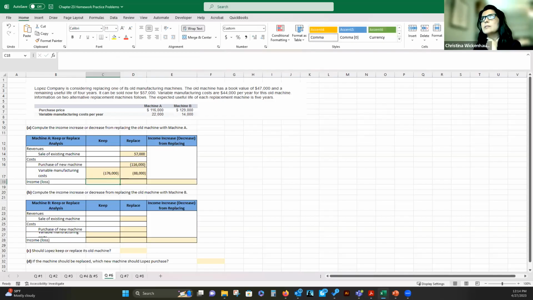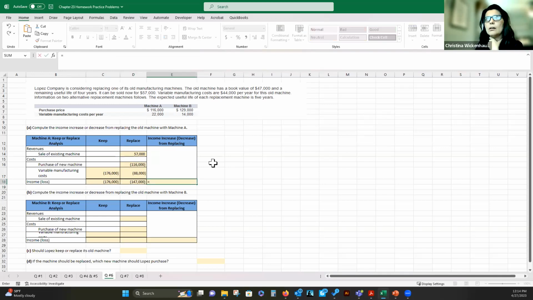And so if we sum these together, and then we also sum all these together, then we can find our difference. So if we replace it, we're going to lose 147, but if we just keep it, we're going to lose 176. So we'll gain $29,000 from just replacing the machine. Now we're going to compute that increase or decrease if we decide to go with machine B.